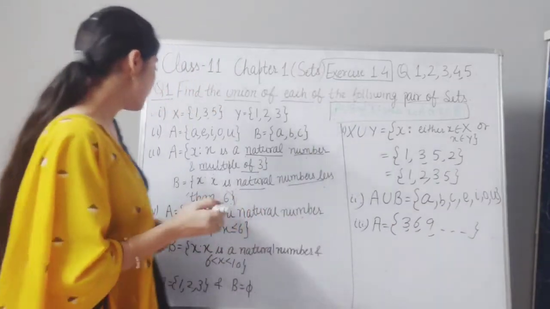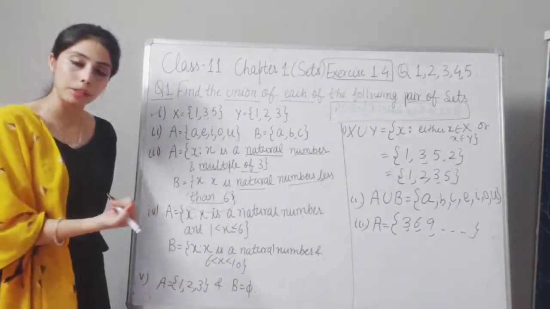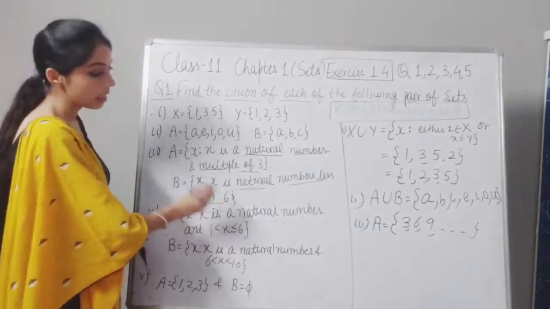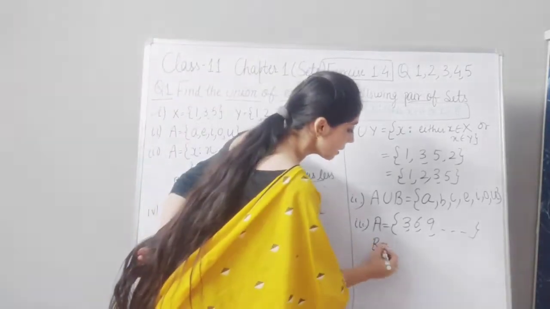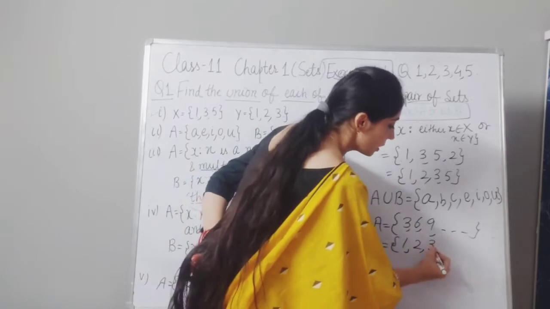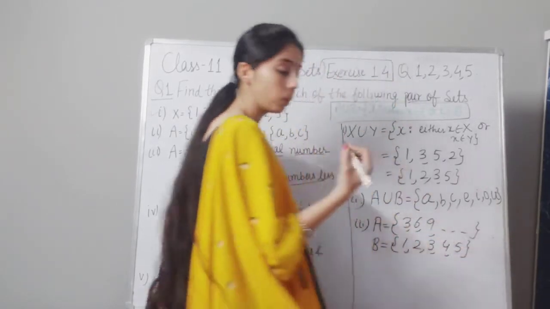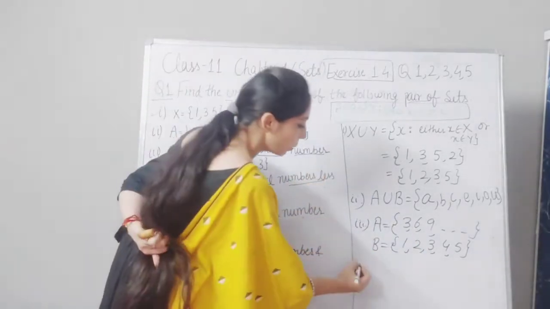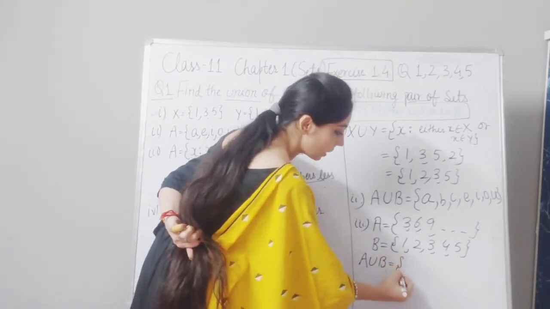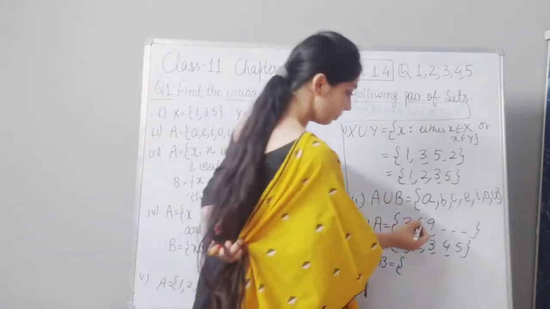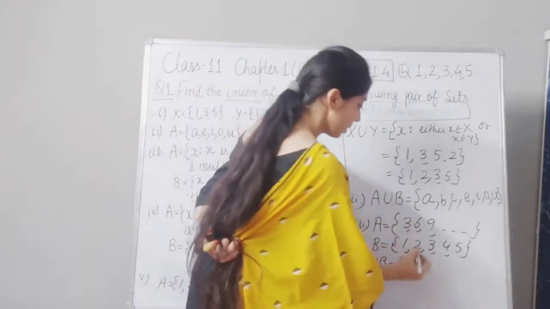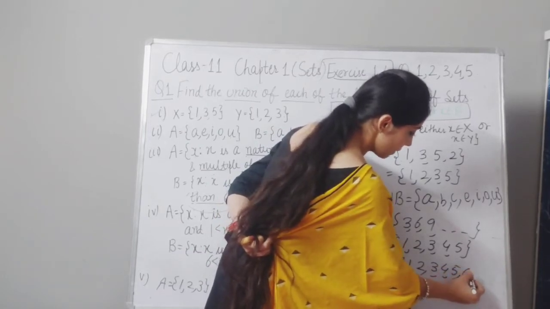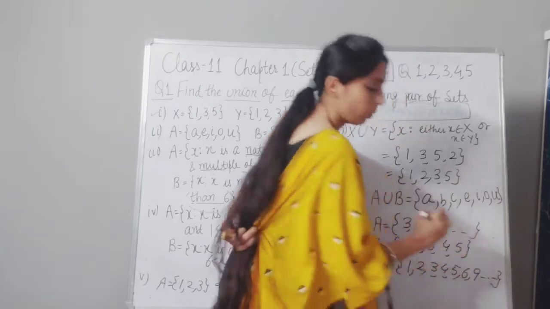Now what about set B? We will build a set by using this set builder form. In B we have those x such that x is a natural number but less than 6. So this set contains 1, 2, 3, 4 and 5, because all the natural numbers which are less than 6 are only 5 numbers. What about the union of these two? This will contain all the elements of A and B. So these will be 1, 2, 3, 4, 5, 6, 9 and so on.